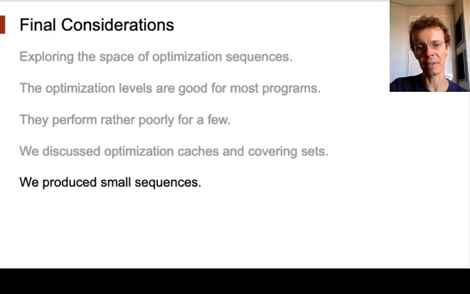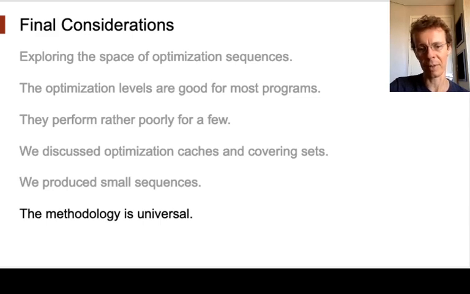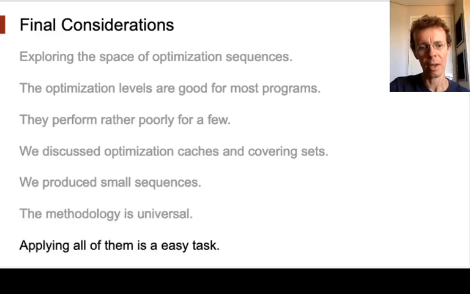The 22 sequences in the default covering sets that we have produced in this paper are rather small. They range from 5 to 19 optimizations, with an average of 11 optimizations. And furthermore, techniques like those described in our paper can be used to find effective default sequences for other compilers. We don't have to be restricted to LLVM or to the C programming language. And applying all of them onto a target program to choose the best results is not really impractical because the sequences are small. Therefore, we believe that such sequences can be incorporated into the toolset of LLVM, for instance.